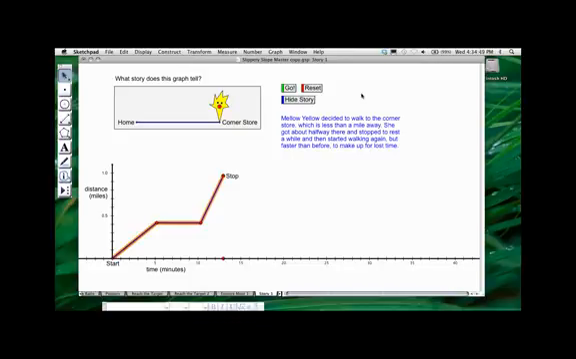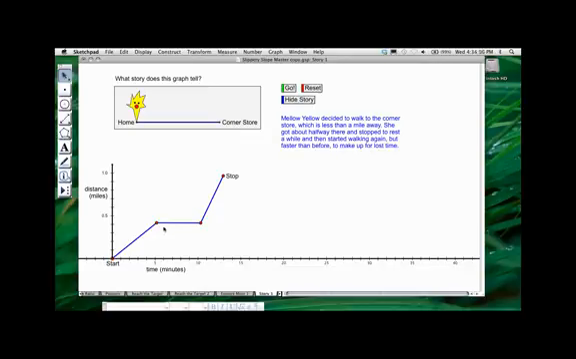I'm going to show the story. The story says that Mellow Yellow decided to walk to the corner store, which is less than a mile away. Looking at the graph, the corner store corresponds to this stop point, which does look like just under a mile away from the start point. This is the distance.